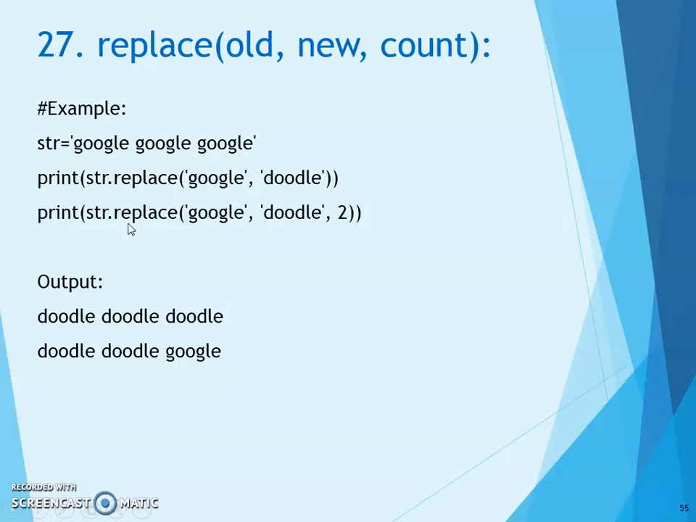Next example. Google is replaced by doodle. We want to replace Google by doodle, but we want to replace only 2 times. So, the first occurrence of Google will be replaced. The second occurrence of Google will be replaced by doodle. But the third occurrence of Google will not be replaced, as the count we have mentioned is only 2. So, 2 occurrences are replaced, not the third one.